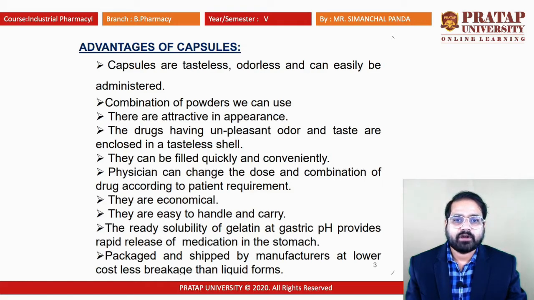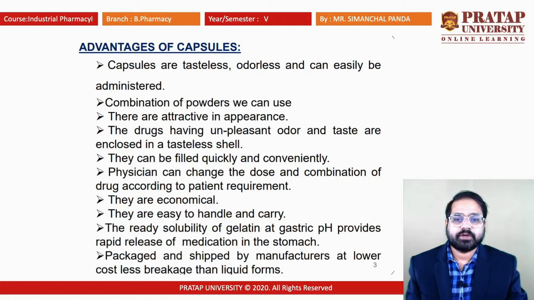They are attractive in appearance. The drug having an unpleasant odor and taste are enclosed in a tasteless shell. They can be filled quickly and conveniently. The physician can change the dose and combination of drug according to the patient requirement. They are economical, easy to handle and carry.